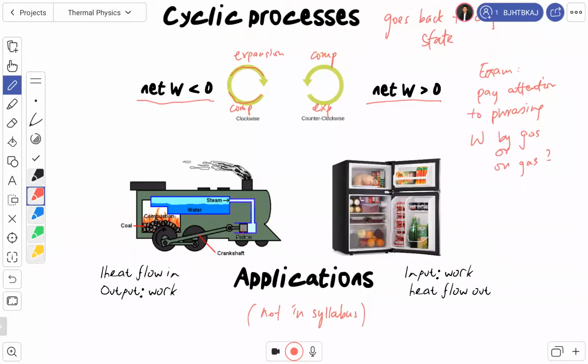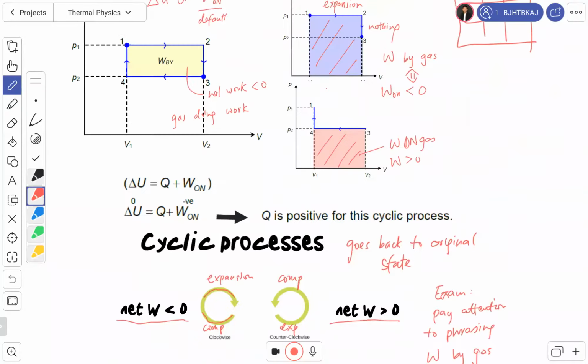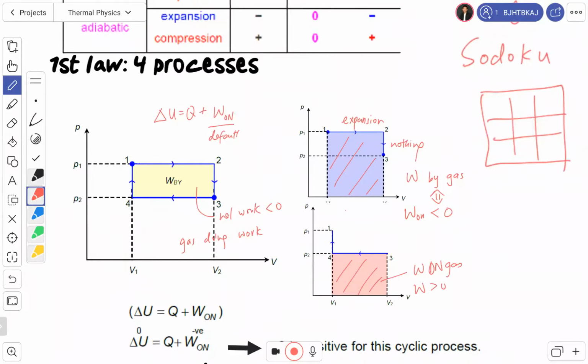I forgot to mention something. Back to this diagram, if you start from one and go back to one in a cyclic process, delta U is always zero. So for this process, you can actually deduce: since delta U equals Q plus W, and if the work is negative, and delta U is zero because you go one full cycle, then Q is positive.